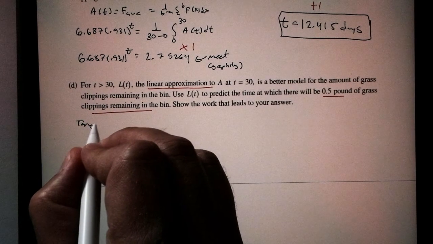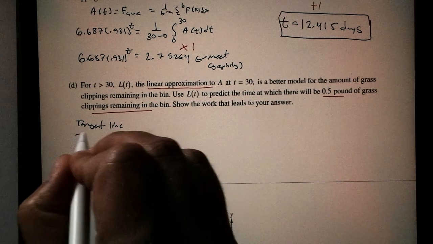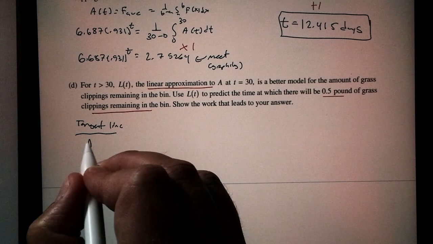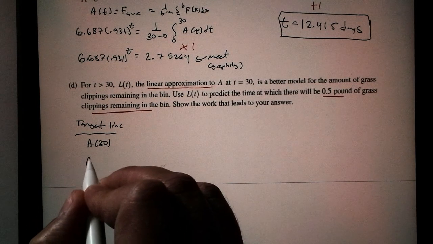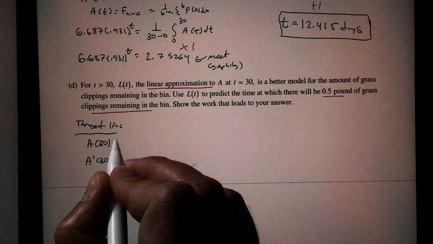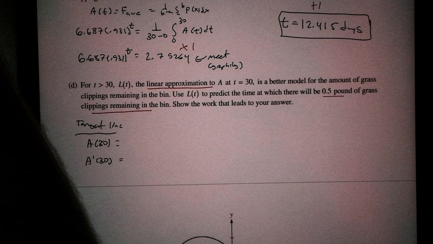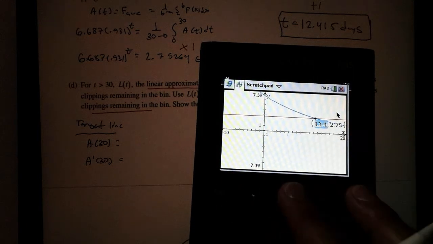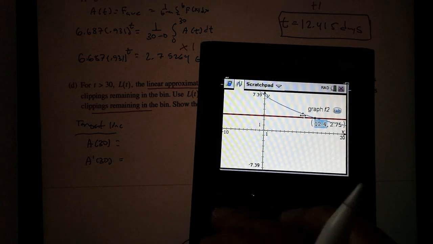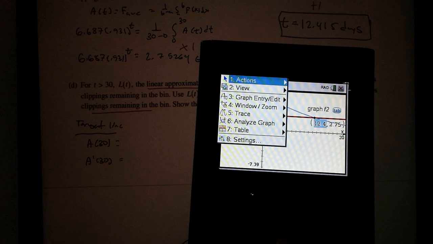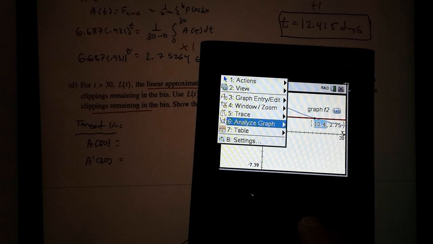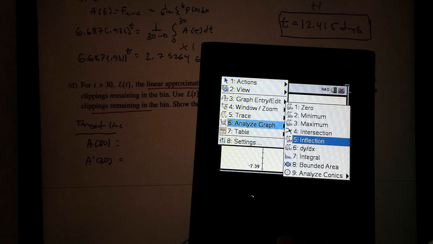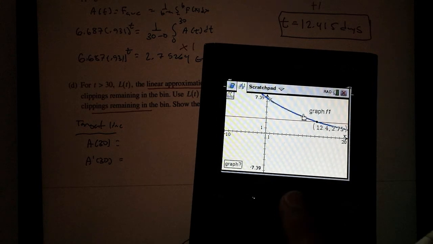So to get a tangent line, we have to know our known value. We're ending up at 3, so I need to find the value at 30, and I need the slope at 30. And I can calculate those on my calculator again. All right, so I'm going to use my graph. Since it's already graphed here, if I go to menu from my graph, analyze graph, I want to find the slope. Pretty easy, dy/dx. Choose which graph.